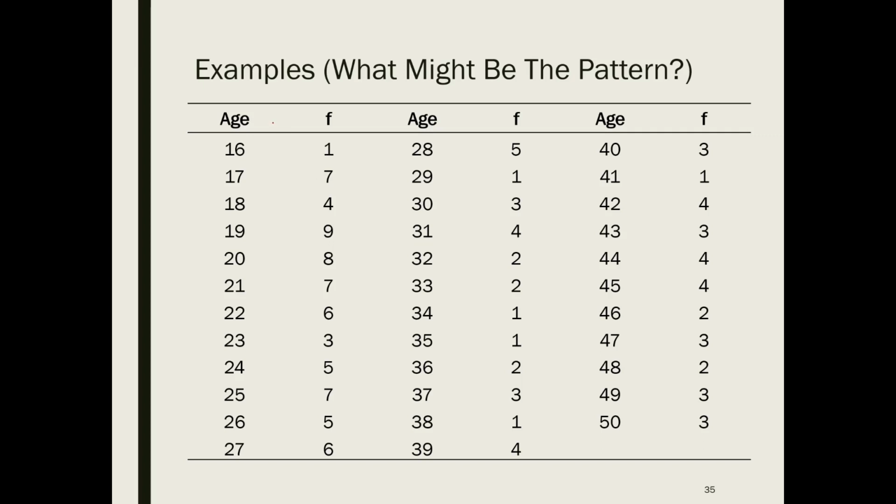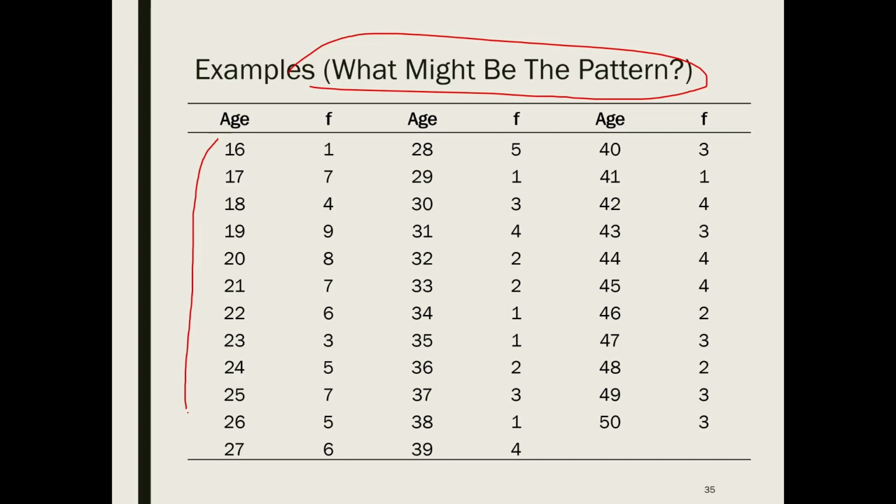So let me give you this one. What's the pattern in this table? I have ages from 16 to 50, right? Each age has a frequency. So basically it means I have one person who is 16, seven people who are 17, four people who are 18, nine people who are 19, eight people who are 20, and so on. Now tell me what the pattern is. Well, it's really hard to find out because you are facing so many numbers, right?